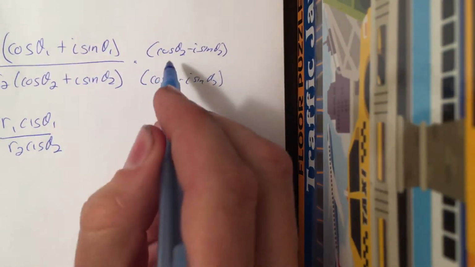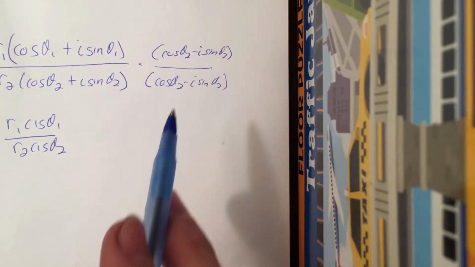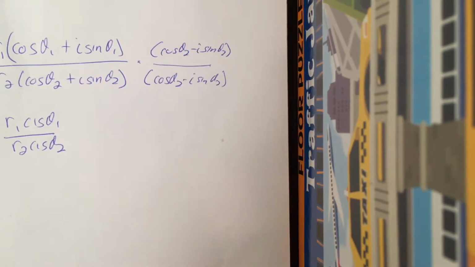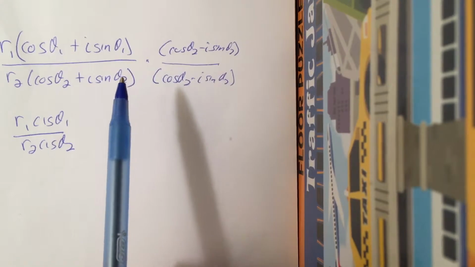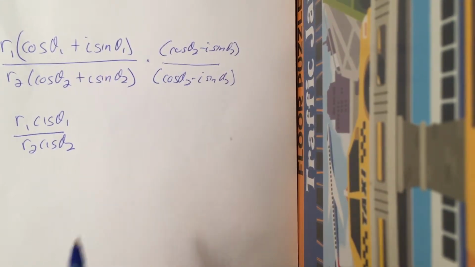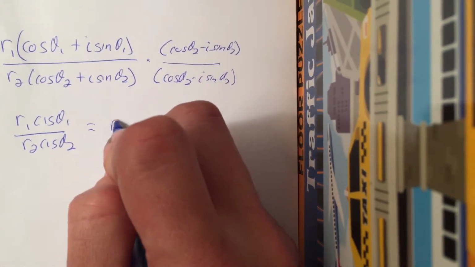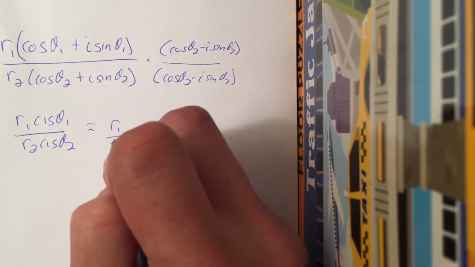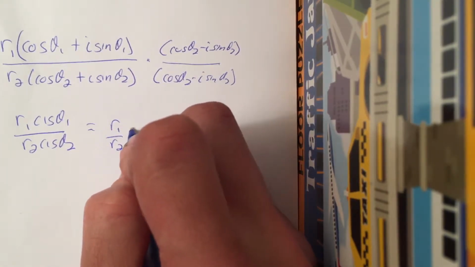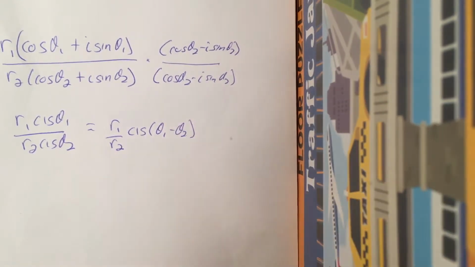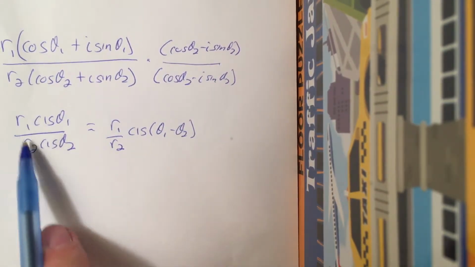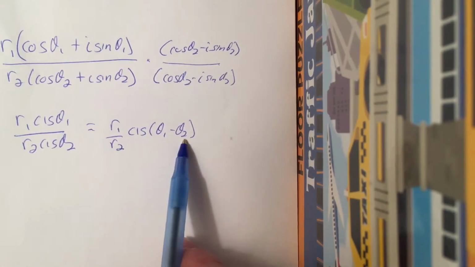I want you guys to try to do this in class using the formulas you also see up on the board. So multiply this out, clean it up, and you'll see what we get on the board, which is actually this. This is going to be R1 divided by R2 times cis theta 1 minus theta 2. So basically divide and subtract.